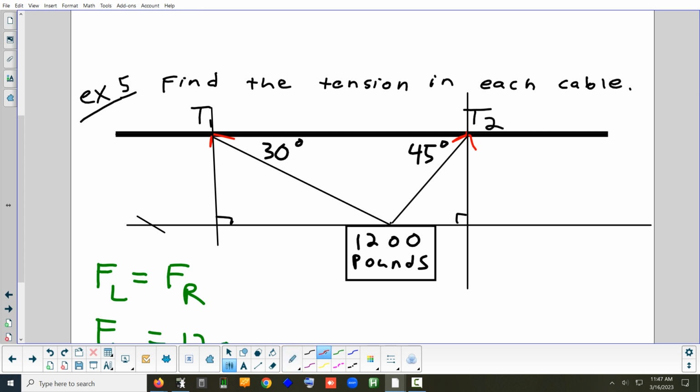So let's do it like this. That's the horizontal component of cable 1. That's the horizontal component of cable 2. That's the vertical component of cable 1. And that's the vertical component of cable 2. Any question on that?